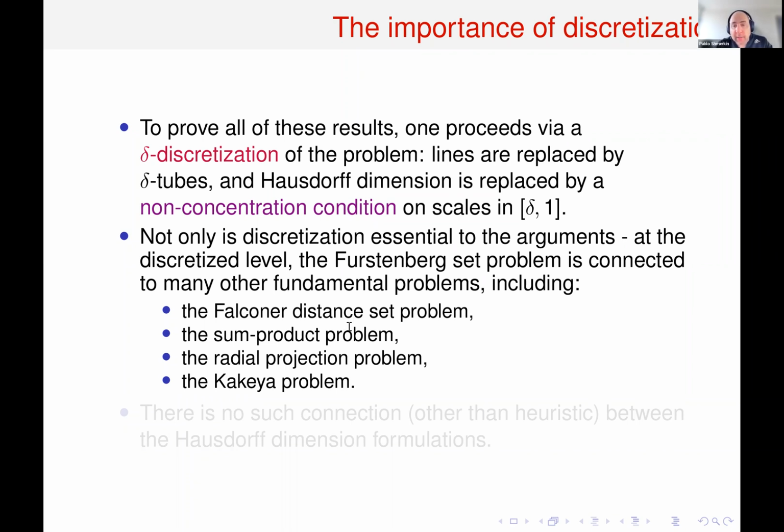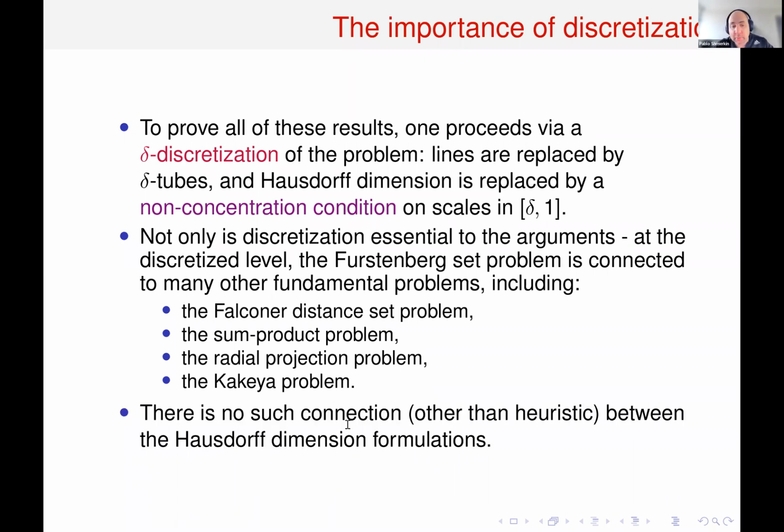In fact, Katz and Tao's contribution in this paper that I mentioned before is realizing how the discretized versions of these problems are connected. So they didn't prove anything. They proved equivalences between discretized versions, but this turned out to be extremely influential. So if one wants to use tools from one problem to make progress on another problem, one has to do it via the discretized versions. You're not going to be able to do it via the Hausdorff dimension versions.